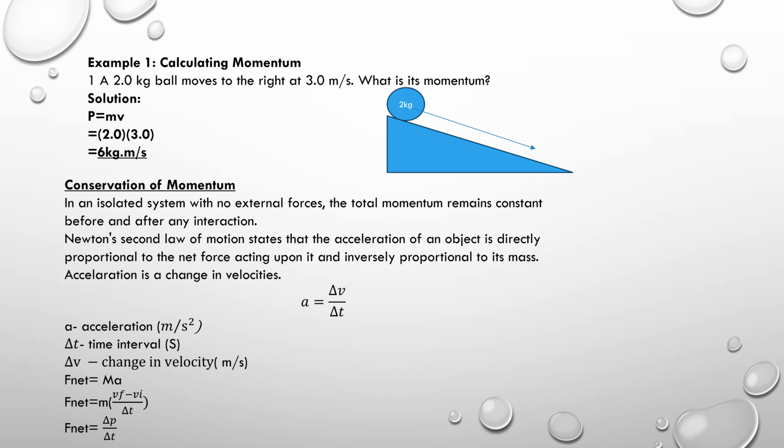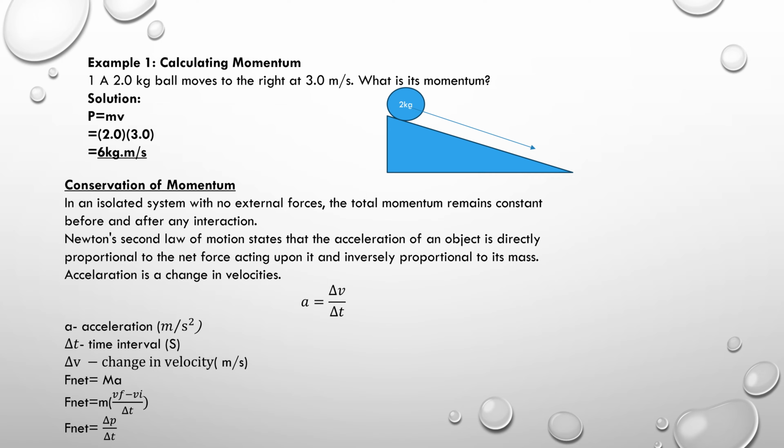And we have example 1, which says calculate the momentum. A 2 kg ball moves to the right at 3 meters per second. What is the momentum? It is straightforward. We have an illustration of the ball which is moving at 3 meters per second, moving downwards.